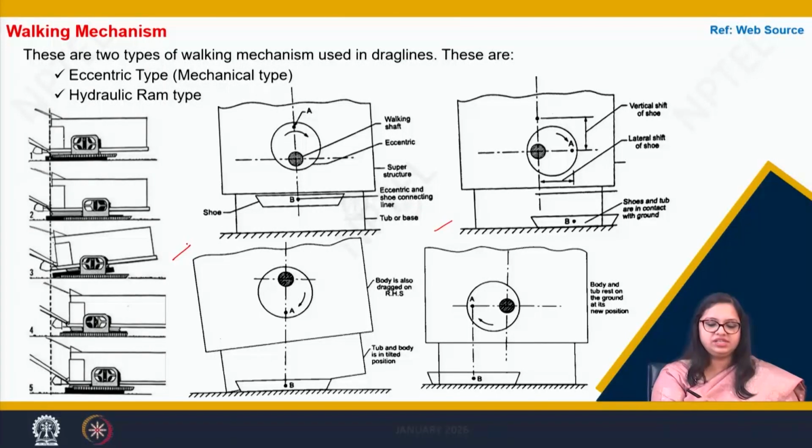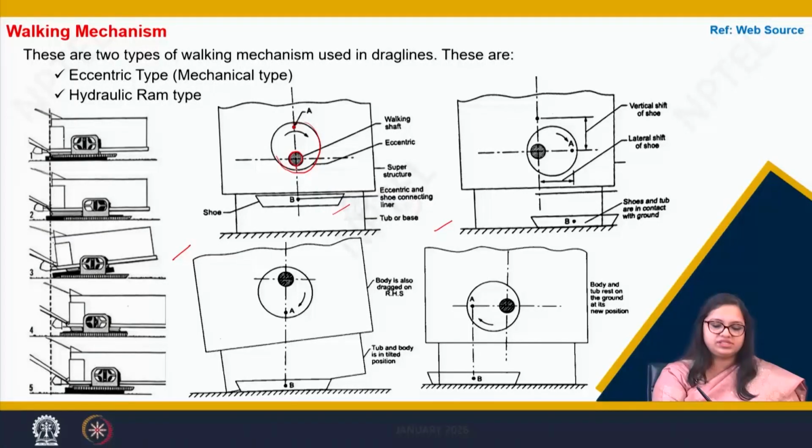As you can see here in this picture, the drag line is at its first step. There is this tub or shoe that you can see here, and there is an eccentric mass here. There is a huge mass here, and at certain offset there is an eccentric shaft, which we call the walking shaft. Now, this walking shaft gets power from the walking motor. If you can see this point A here, it would rotate in clockwise direction.